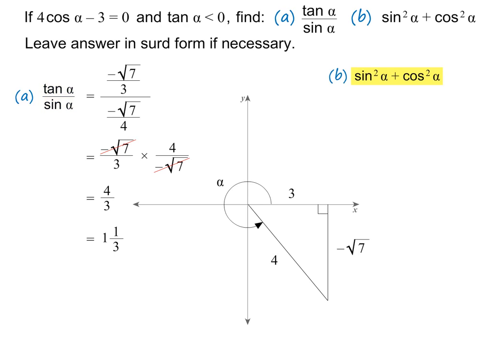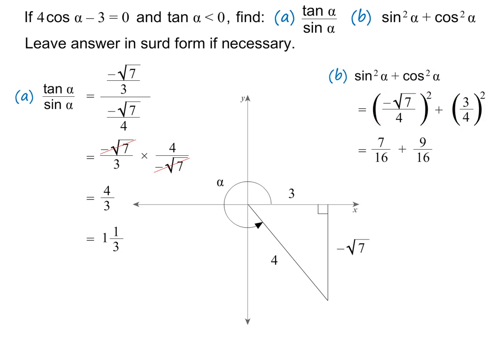Part B requires us to find sin squared alpha plus cos squared alpha. We have just seen that sin alpha is minus root 7 over 4, which we need to square. Please note that this 2 tells us that we need to square sine alpha. Next, we need to add cos squared alpha. From the given information, we know that cos alpha is 3/4.